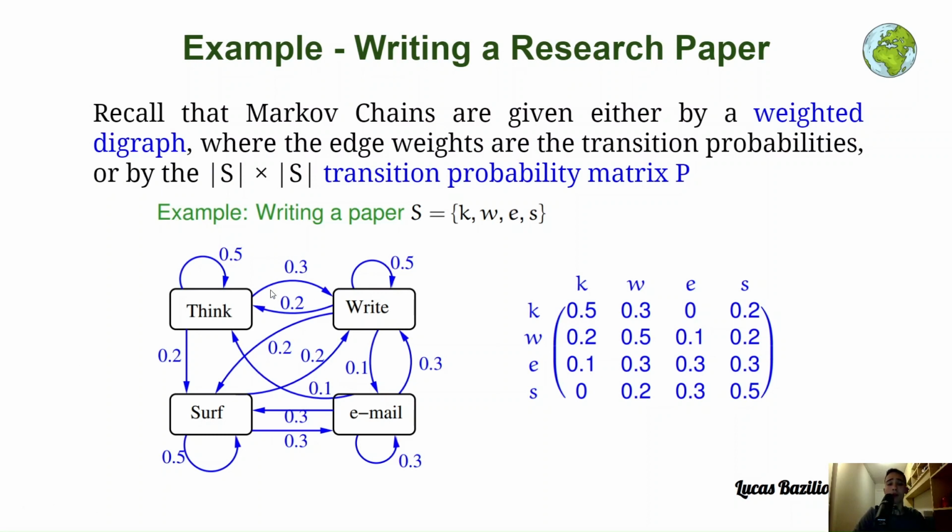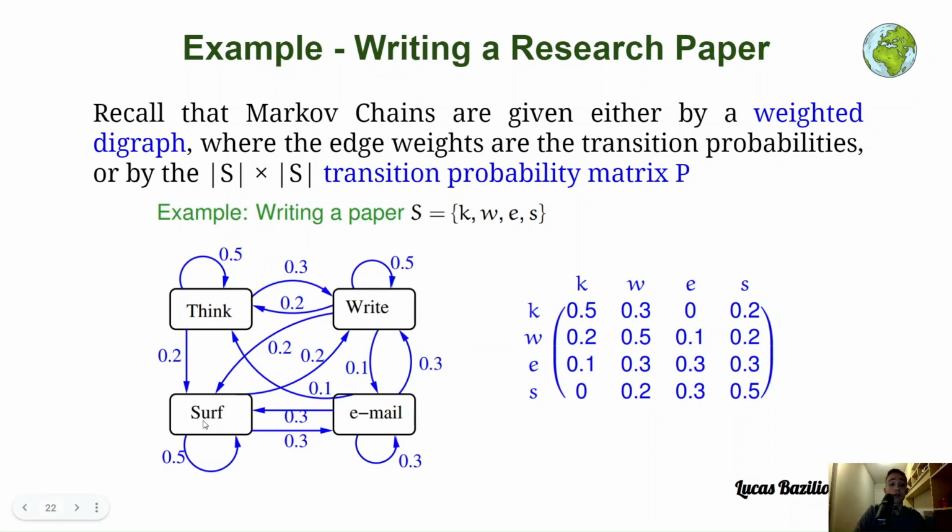Now remember that from a given state, for instance this state think, the weights of the outgoing edges, that is, the edges that leave from this state think, they all need to sum to the value 1. They need to sum up to 1 because they must form a probability distribution. And this is something that is always true in a Markov chain. We can see here on the state think, if we sum all the edges that leave from this state, the outgoing edges, we have 0.5, 0.2, and 0.3. And if we sum them, we have 1.